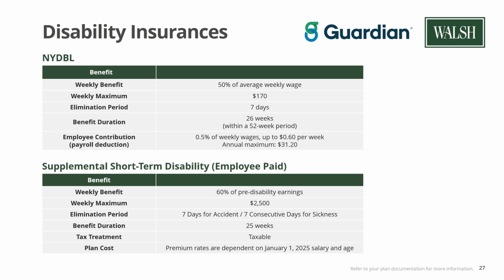The supplemental short-term disability. So that long-term disability is company paid, but if you wanted to elect additional short-term disability on top of that New York DBL policy, you can have coverage. Weekly benefit is 60% of your pre-disability earnings up to a maximum of $2,500 per week. Elimination period for short-term disability is again that 7 days, same as the policy above. So on day 8, it starts paying, and the duration is 25 weeks. Again, tax treatment is a taxable benefit. So if you are out on disability, make sure that you're having taxes taken out or you're setting aside those dollars for your taxes.